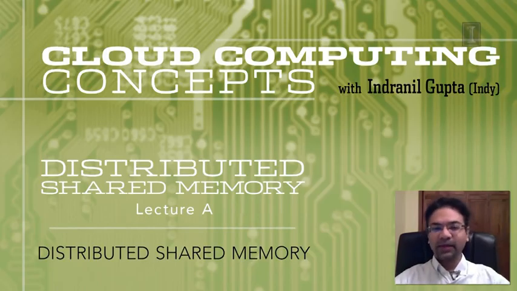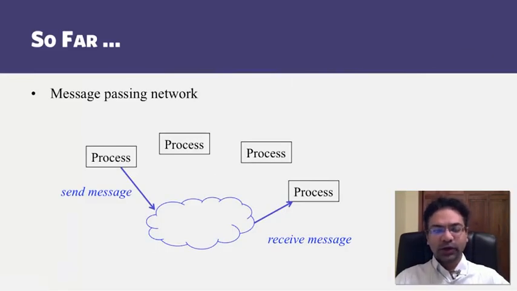Hi there. In this lecture, we're going to discuss this concept known as distributed shared memory. So far in the course, whenever we've assumed that processes communicate with each other over a distributed system, we've assumed that they use a network. This is a message passing network where a process sends a message and another process receives a message.